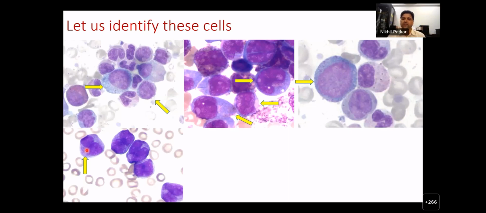So if you see lots of promyelocytes in the bone marrow, it does not mean it is acute promyelocytic leukemia. If the cells look like this and are of varying morphology of acute promyelocytes, as we will see in the slides below, it is then important to call it acute promyelocytic leukemia.